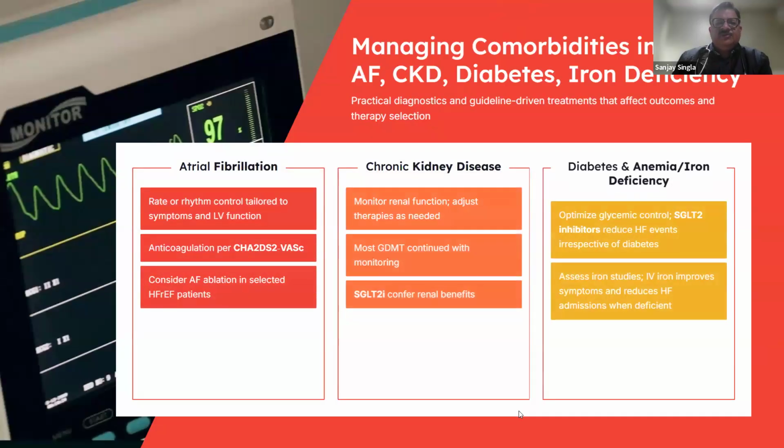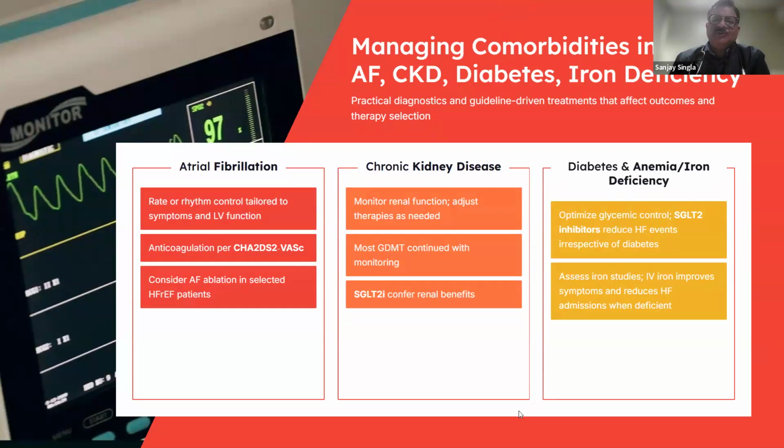AF, chronic kidney disease, we know we have to treat it as per the patient's profile. AF should be treated with amiodarone, and anticoagulation should be given as per CHA2DS2-VASc score. AF ablation should be considered, but it has not got very good results. Maybe the patient has to undergo AF ablation at least 2 to 3 times for proper results. CKD should be monitored. SGLT inhibitors should be given as per the patient's kidney profile.